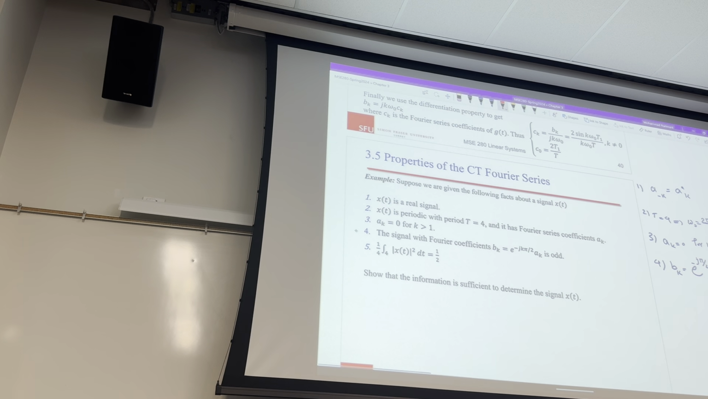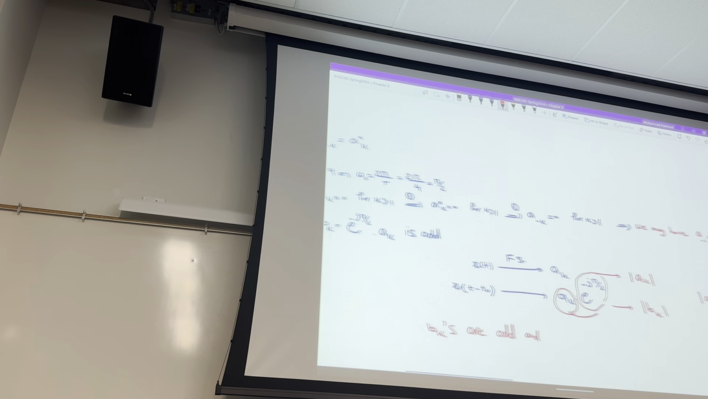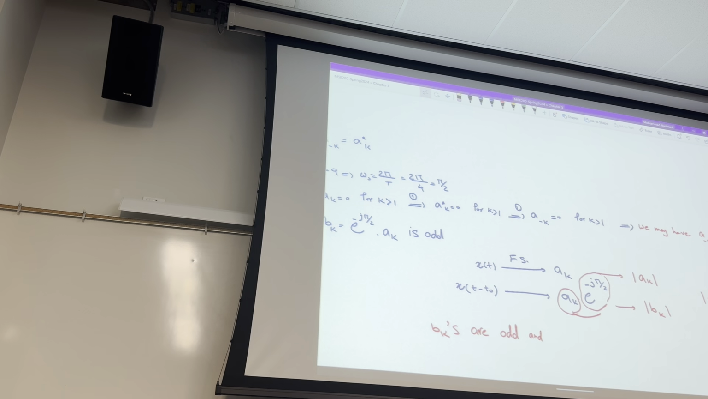I'm talking about number 4, so I'm talking about this one. With the signal with the Fourier coefficients of BK equal to that, BKs are odd and pure imaginary. And that means B naught is 0. So if B naught is 0, what does that mean? A naught is 0. If B naught is 0, then A naught is 0.